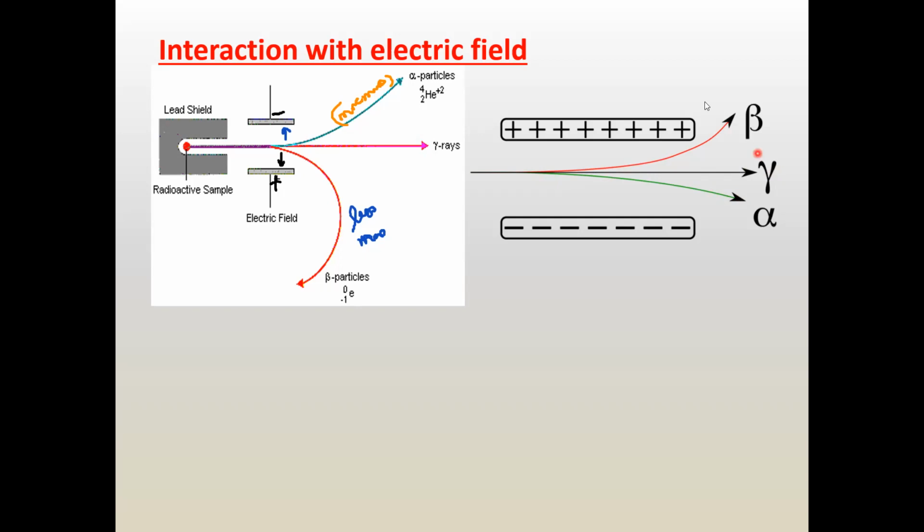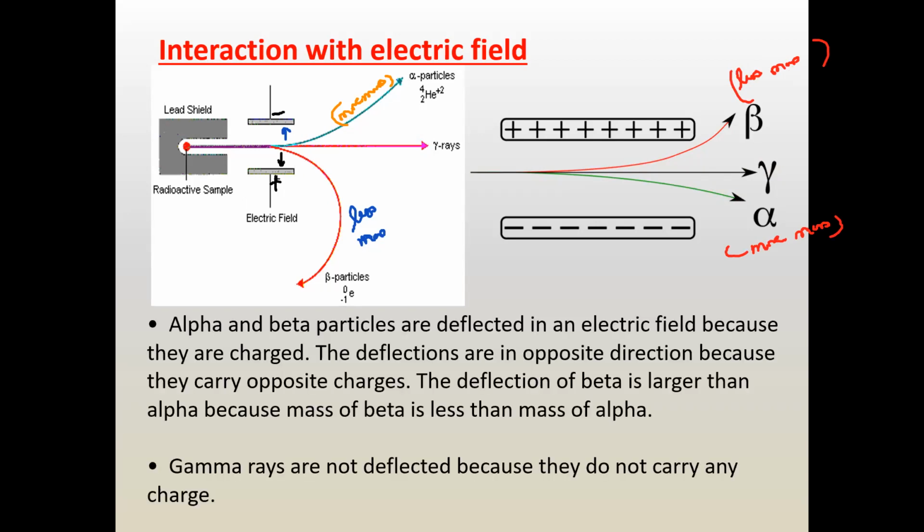When we compare the deflection of a beta, you can see the arrow is more curved. Why is it more curved? Because it has less mass, so more deflection. Alpha has more mass, so less deflection. So it will be difficult to deflect alpha particles compared to beta. But gamma rays are not deflected at all by the electric field, as like charges repel and unlike charges attract each other.